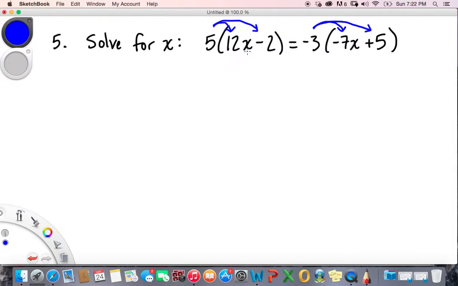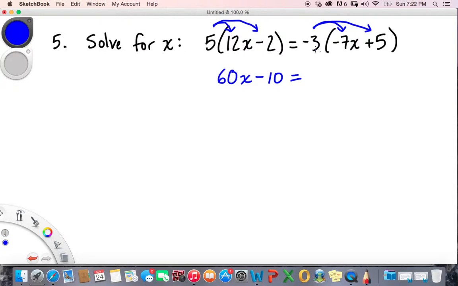5 times 12x, 5 times 12 gives me 60, so that becomes 60x. 5 times negative 2 gives me negative 10. Again, positive times a negative is a negative, so I just write it out like that. So that gives me 60x minus 10 on the left-hand side.